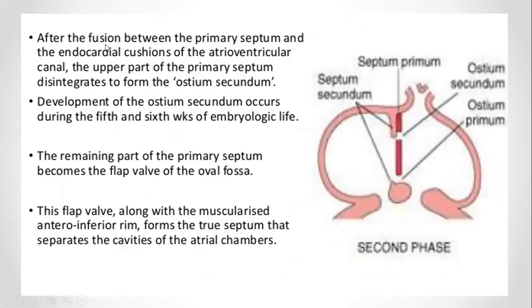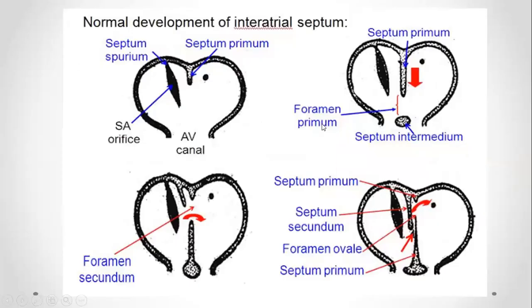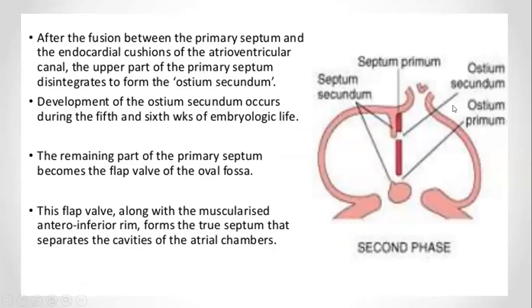So after the fusion between the primary septum, the septum primum, and the endocardial cushion of the atrioventricular canal, again we are discussing the same thing. The septum primum has formed here and is descending down. This is the atrioventricular cushion. The upper part of the septum primum disintegrates to form the ostium secundum. Here it is mentioned foramen primum, and here the foramen secundum.